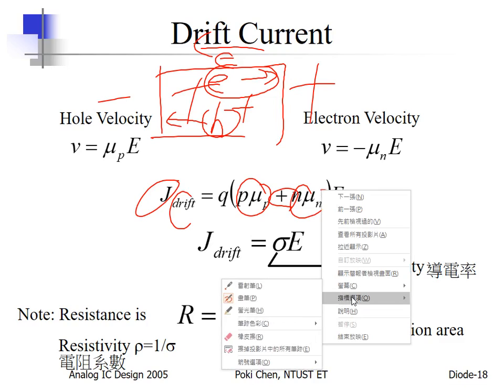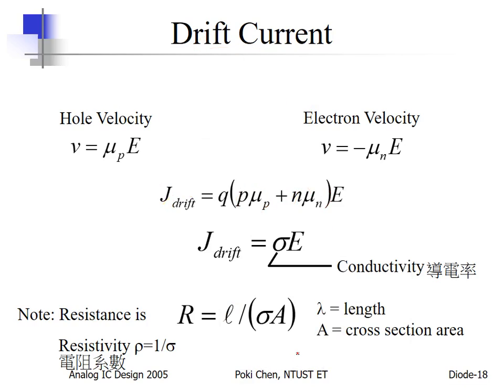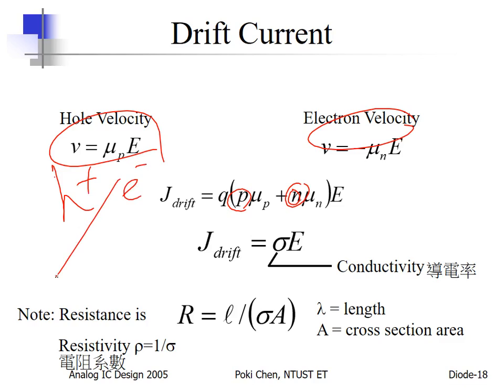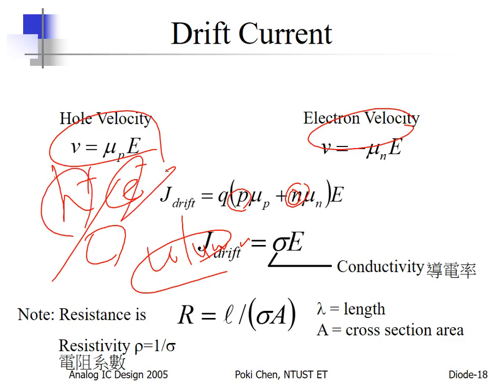And from here and there, two more parameters for you. P means what? The density of holes. And N means the density of electrons. Okay? The higher density means the more current you can carry. Very easy to understand. Density in which way? How many holes or electrons per unit volume. 单位体积里面有多少个电子或电动? That's it.